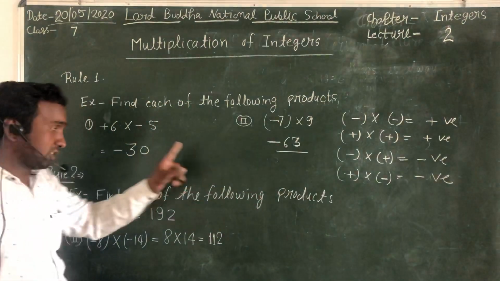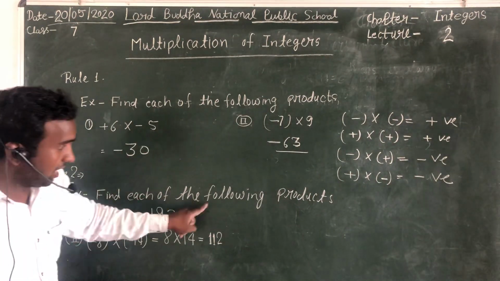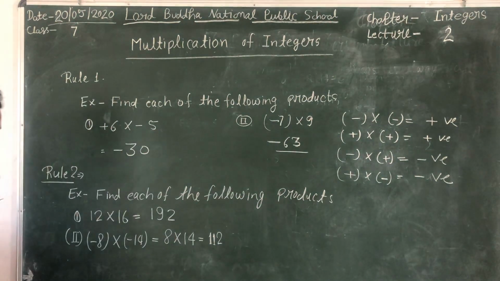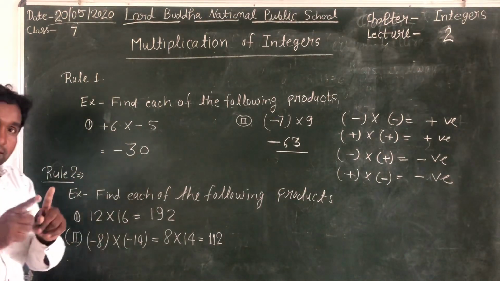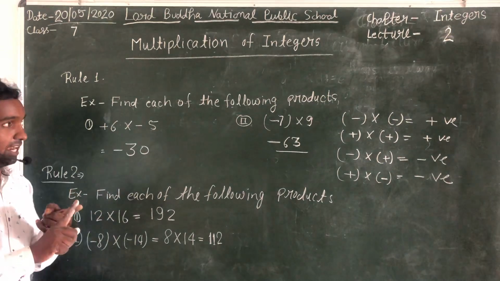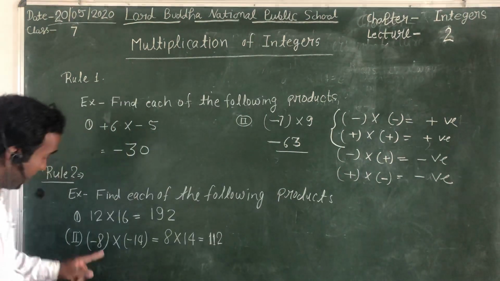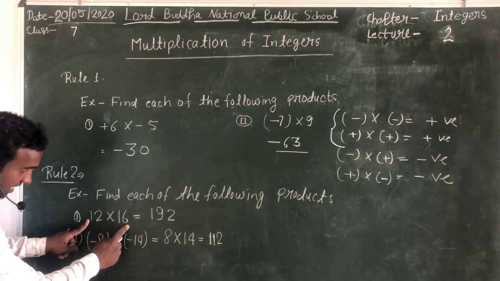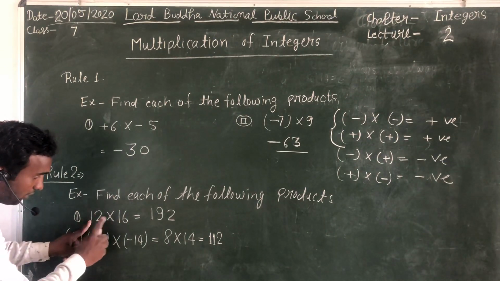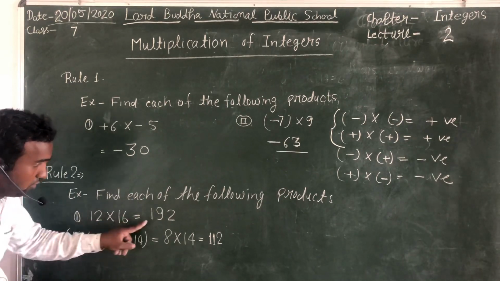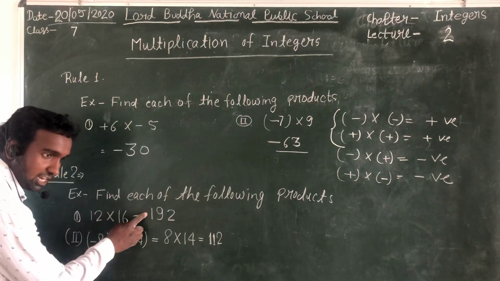Now the next rule. The first rule was to find each of the following products when there are different signs. But in this rule, we have the same signs. When multiplying the same signs, like this, there is 12 into 16. There is the plus sign and there is the plus sign. When 12 is multiplied by 16, we find 192. There is plus, plus, plus.